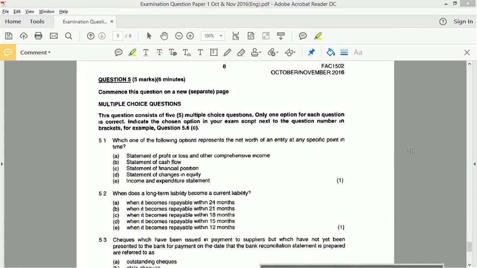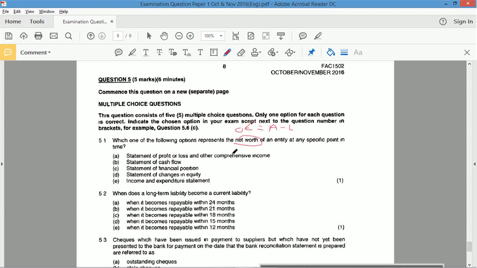Question 5, multiple choice. Again, most of this is theory. I don't think there's any workings here, so let's check them. Which one of the following options represent the net worth of the entity at any specific point in time? The statement of net worth is owner's equity, which is A minus L. That's how you calculate net worth.